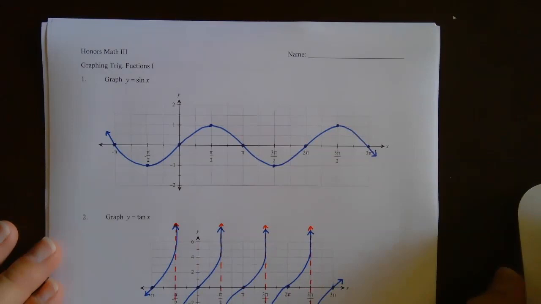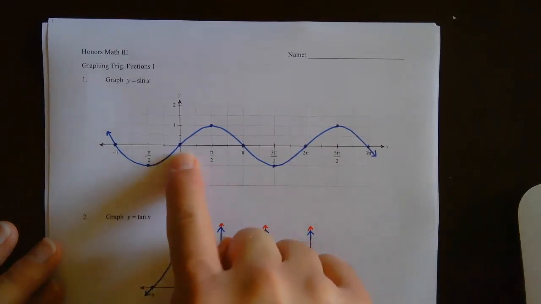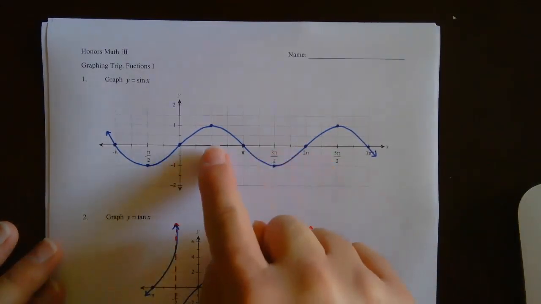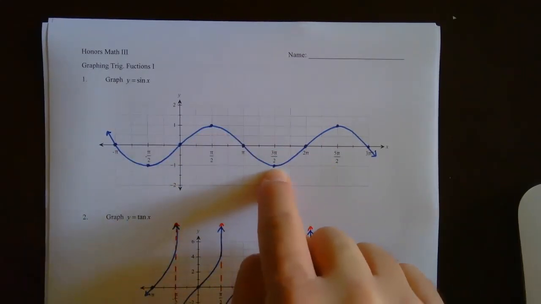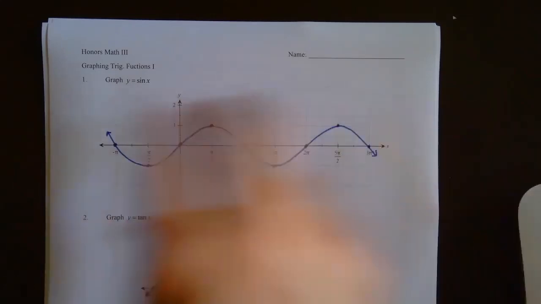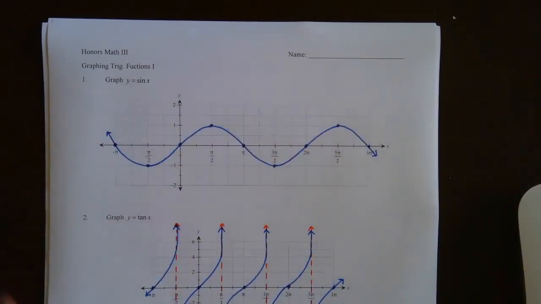So you should have graphed sine x, and it starts at 0, 0 and ends at 2 pi, and it has a max at pi over 2 and a min at 3 pi over 2, okay? So I should be seeing that. And when I give you a grid, go ahead and graph throughout the entire grid, okay?